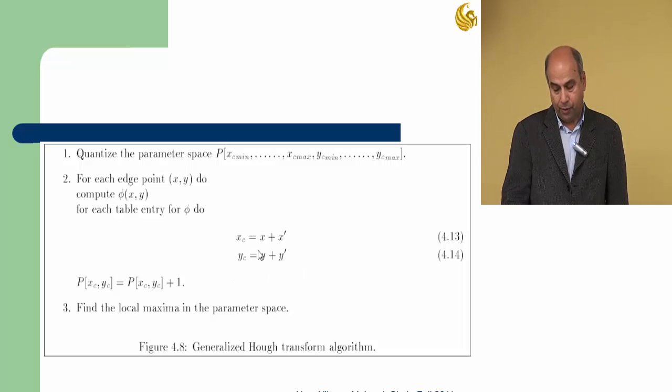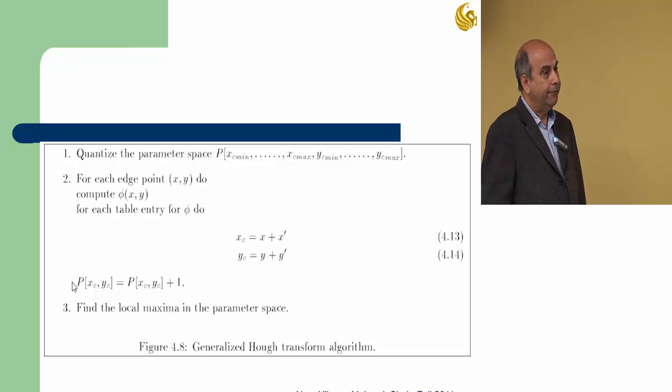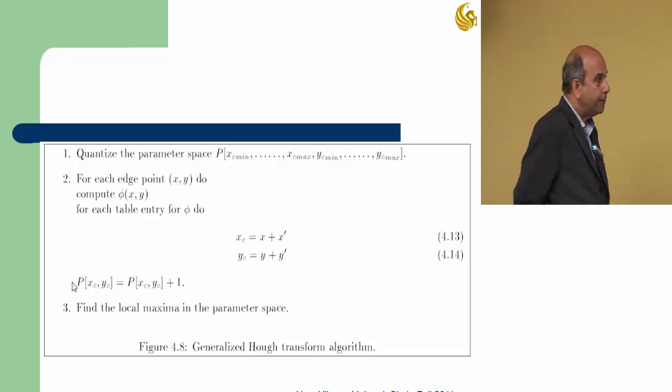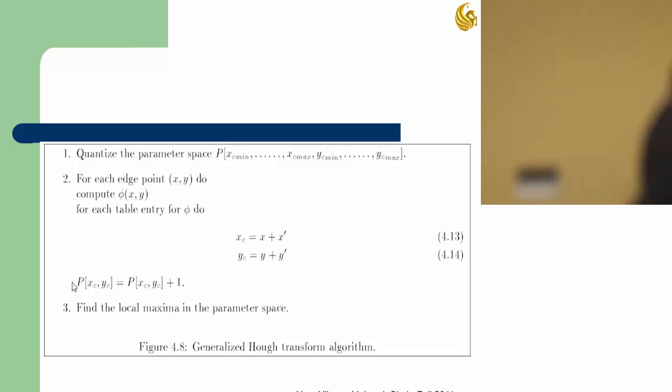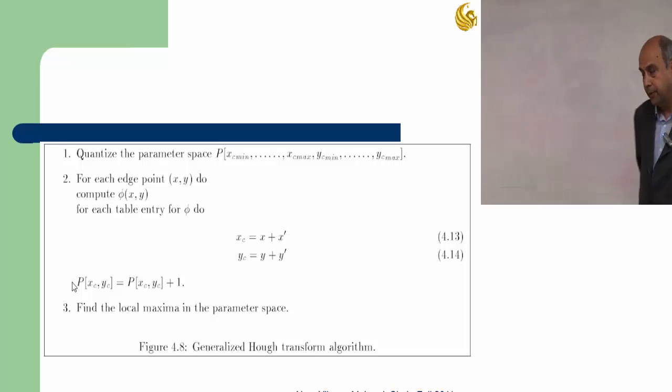Then we go to that cell, xc, yc, and increment it by 1. We do this for all the edge points, and we find the maximum. So it's very nice, all these are in the same framework, a similar algorithm, and we are doing different things. The x dash and the y dash, that is the R, right? Yeah, that's R.